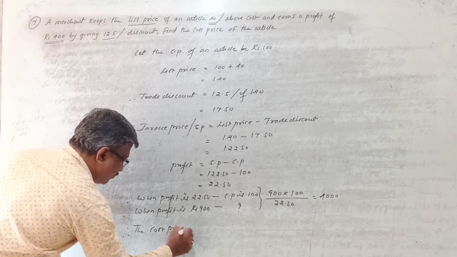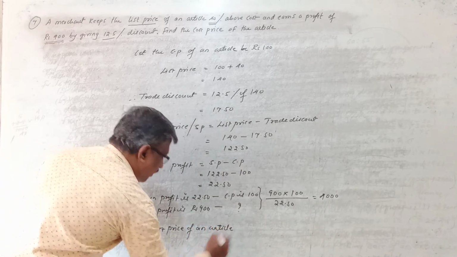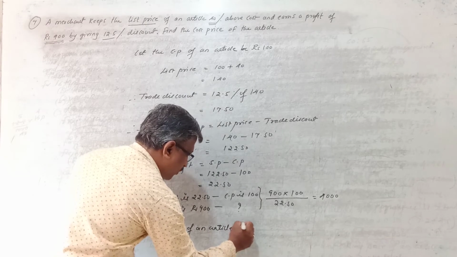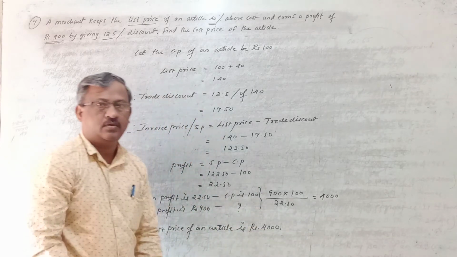So below this you can write, therefore the cost price of an article is rupees 4,000.